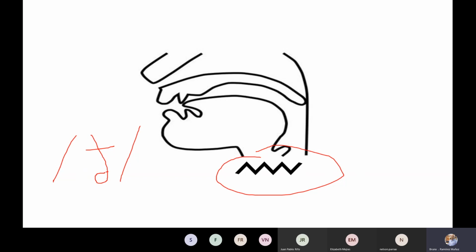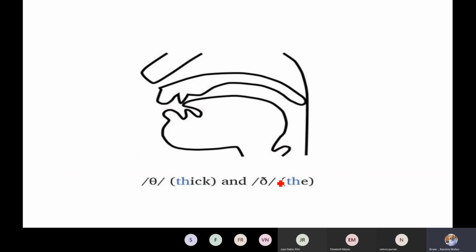Because the only difference between th and the is voicing. All right, voila. So it's the only difference. Both of them are interdental. Both of them are oral. Both of them are fricative. Voicing, the only difference. Th as in thick, th as in the.